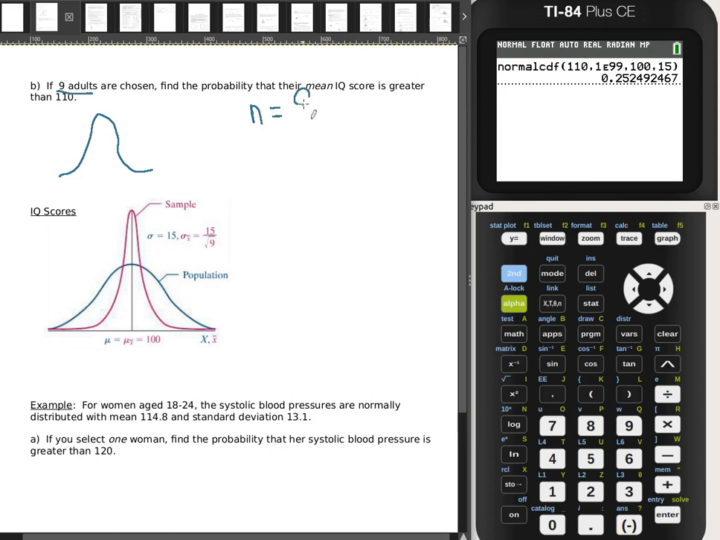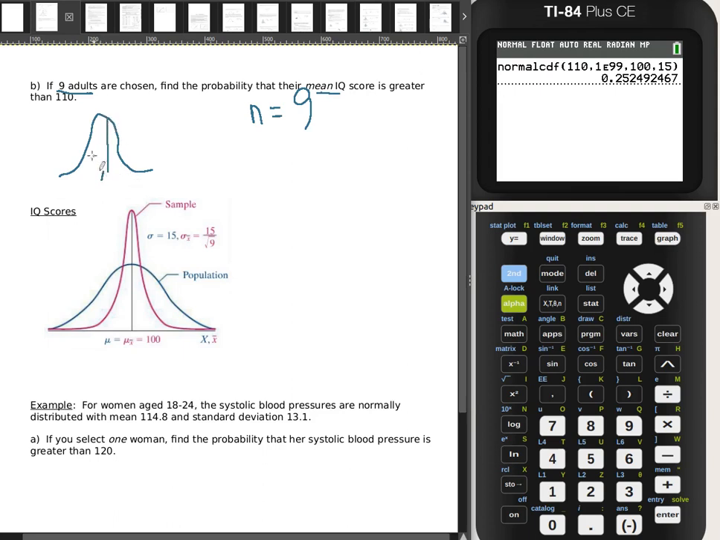And we're trying to find the probability that their mean IQ score. So we're talking about the mean of a sample. So here, this is a distribution of the sample mean. And we're still using the same value. So here goes the middle. So 110 maybe is here.